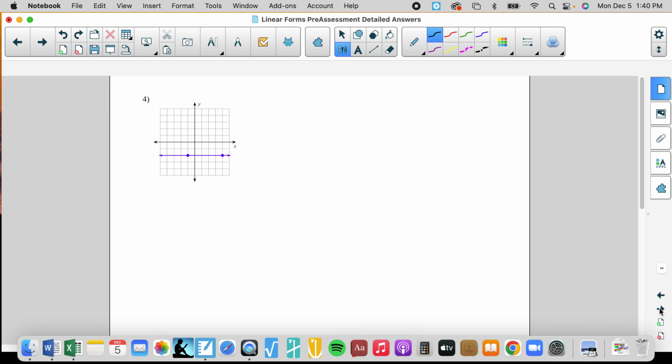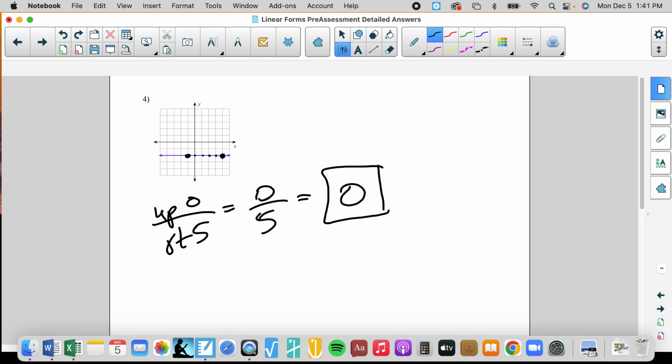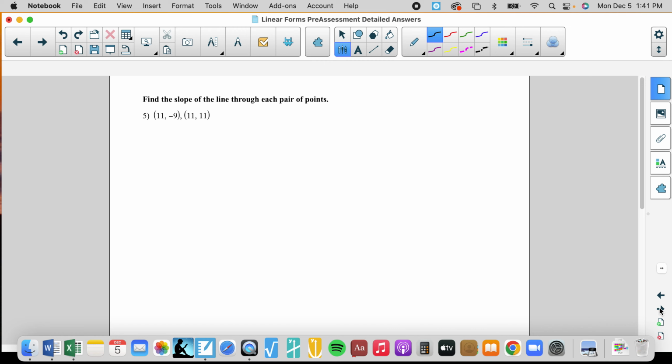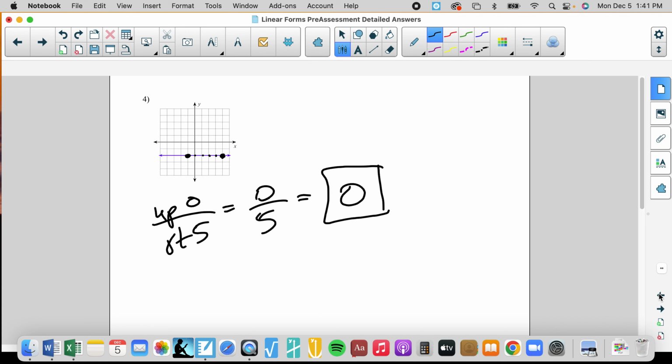Ooh, look at this one. I'm going to use this point to start, and I'll move to that point. So how much do I go up and down? I go up 0, right 1, 2, 3, 4, 5. Right 5, 0/5 equals 0. Slope can equal 0. That can be a value. 0 is a value. Now, here we were given 2 points, but we did the manual up-down because it was on a graph.